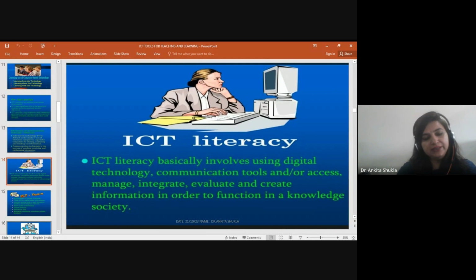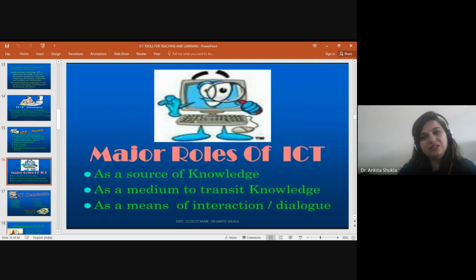One more important thing, motivate your students to listen to the program carefully and to take notes of important things being explained by the experts during the broadcast. Major roles of ICT are as a source of knowledge, as a medium to transmit knowledge, and as a means of interaction and dialogue.